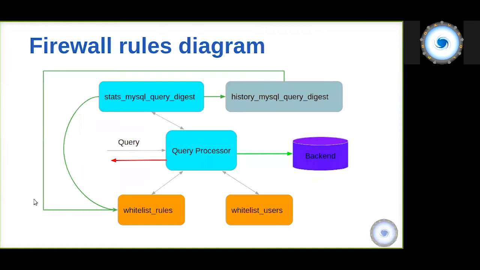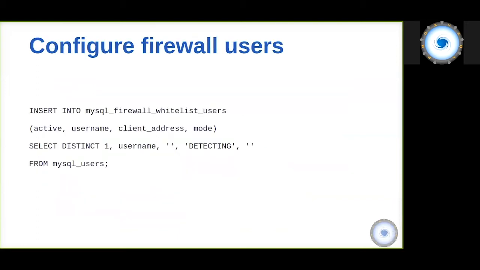And going back to the previous diagram, this is how it will look. The statistics about the queries are copied from stats_mysql_query_digest to history_mysql_query_digest. And you can use either of those two tables to configure the MySQL firewall whitelist rules. So very simple. How to actually configure them, like what are the queries required? Here there are some examples.